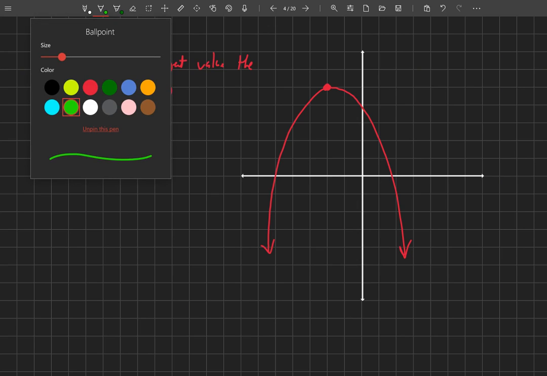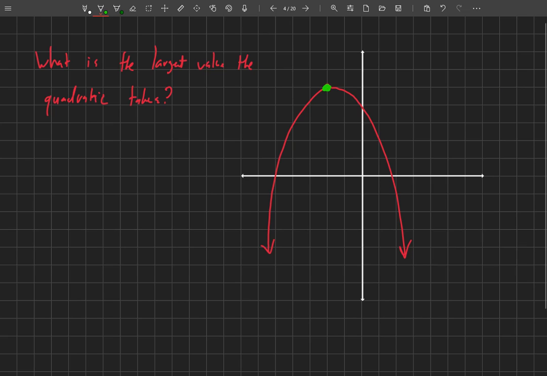Well, if you just look at the graph, the highest point is, in this case, the vertex. And what is that highest value? It's going to be this value here. It's going to be whatever that y value is. So in this case, this vertex is (-2, 5). So if I asked you, what is the largest value the quadratic takes? It is simply the y value of the vertex, because that tells you how high the quadratic went, right?